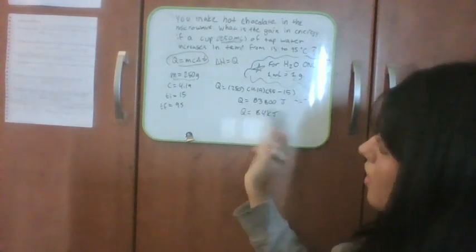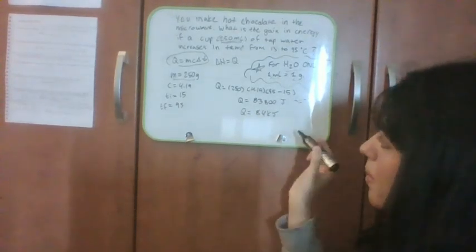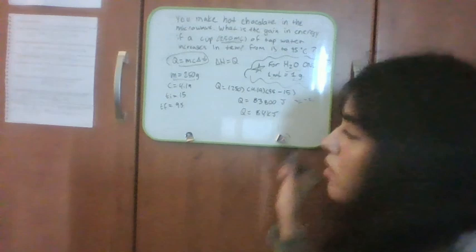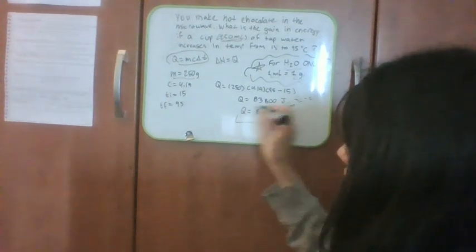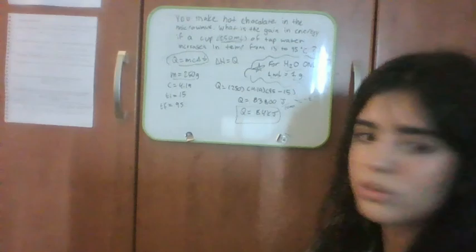And after that, I got the answer in joules. But to convert it to kilojoules, all you need to do is just divide by 1,000. And there you have your answer as 84 kilojoules.